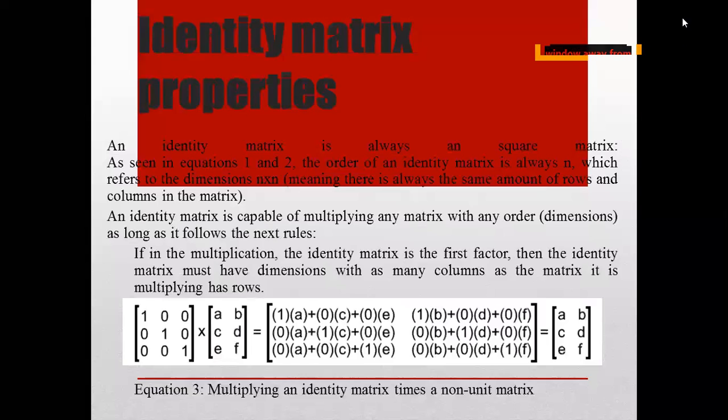So this is multiplying an identity matrix times a non-unit matrix. The second matrix has some other values, whereas the first matrix is the identity matrix. So this is the example.